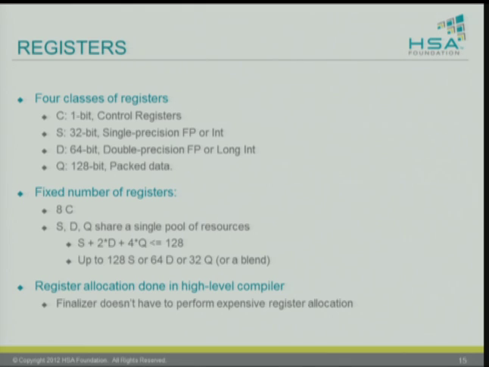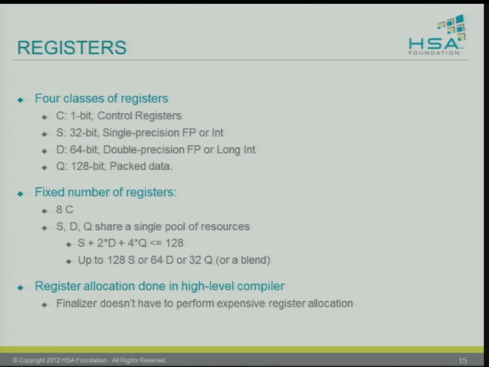There's a fixed number of registers in the architecture. So this is the thing that's somewhat different than other intermediate languages, which have infinite numbers of registers. So we fixed them. The numbers we fixed them at were 8 control, and the S, D, and Q registers share a pool of registers, which goes up to 128. So the formula up here, the number of S plus 2 times the number of D plus 4 times the number of Q has to be less than or equal to 128.